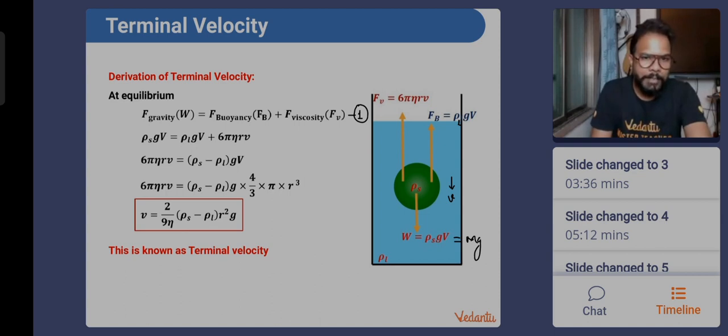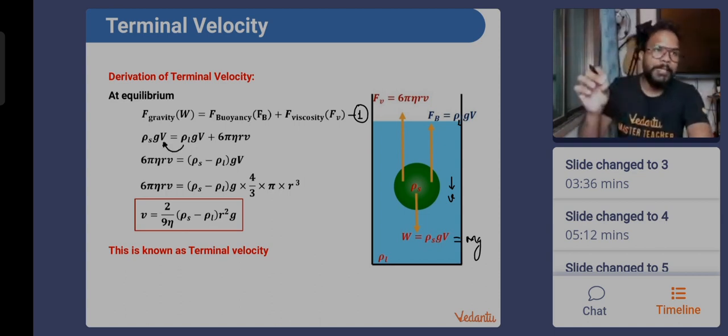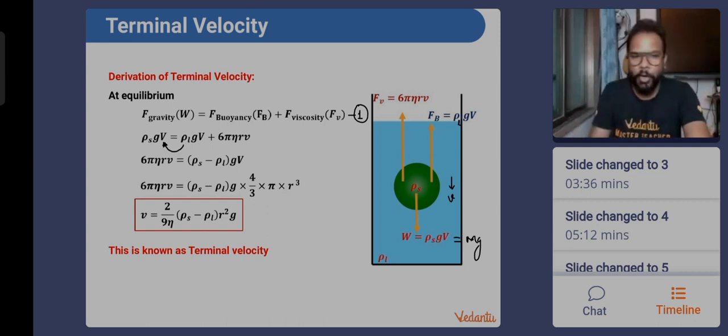So what they do is take this to the left hand side: (rho s minus rho L) g V. Rho s is the density of the solid, rho L is the density of the liquid or fluid in which the body is falling, and capital V is the volume of the body. Remember that. Assuming it to be spherical, we can write the volume as 4 by 3 pi r cube. In our syllabus we'll only be dealing with spherical cases. One r cancels, leaving r square. 6 cancels with 3 times and 2 times, so 2 by 9. Only eta is left here, and v, which we are interested in finding.